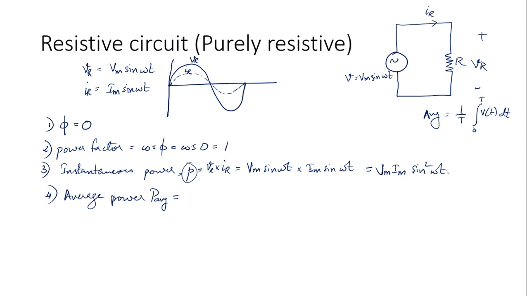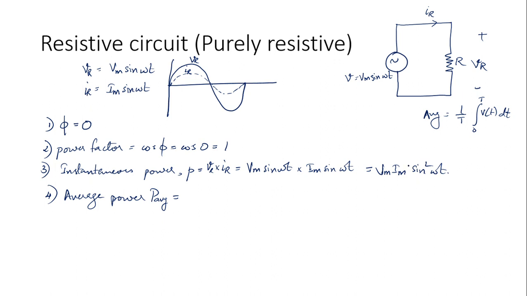Okay, so here you can see this is your equation for power. So you are having Vm Im sin square. So again it's a sine term. If it is a sine term, we have seen that if you are taking the average value, it can be 0.